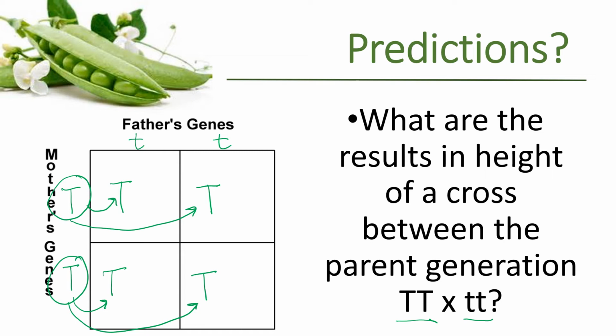I'm going to do the same with the father's alleles now. That little t can move in. And we're going to do that for the entire row. So I would end up with big T, little t mixes for all of the offspring. They would all have the same genotype and the same phenotype.